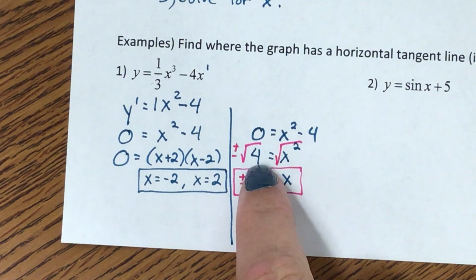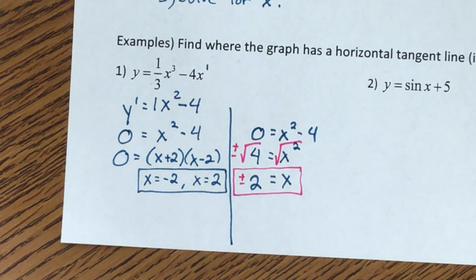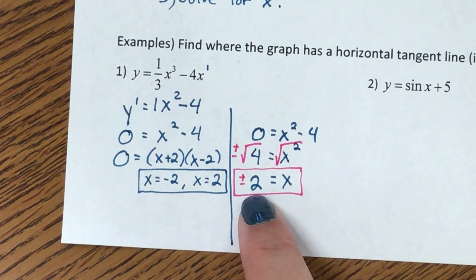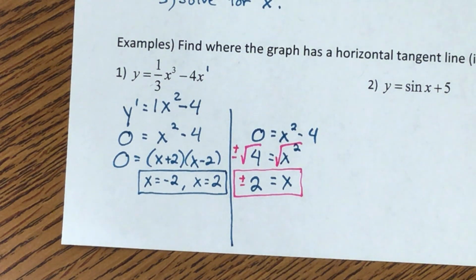However, if 4 was a, oh my gosh, not a perfect square. If it was like a 5 or something, then this would be plus or minus the square root of 5. It wouldn't come out pretty.